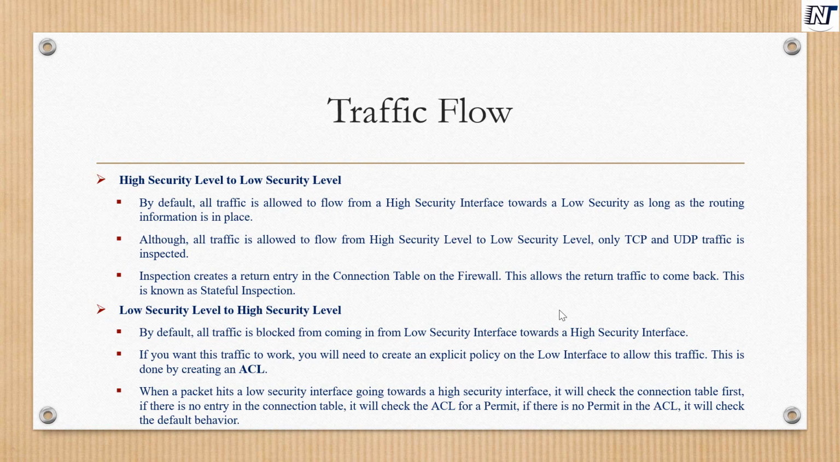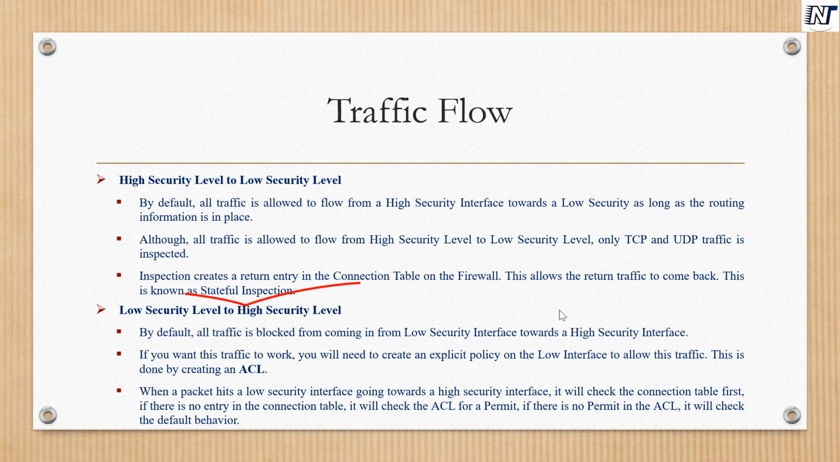This one we already discussed. Let's recap this. By default, all traffic is allowed from high to low. Only TCP and UDP traffic is inspected. Inspection creates a return entry in the connection table on the firewall. This allows the return traffic to come back. This is known as stateful inspection.